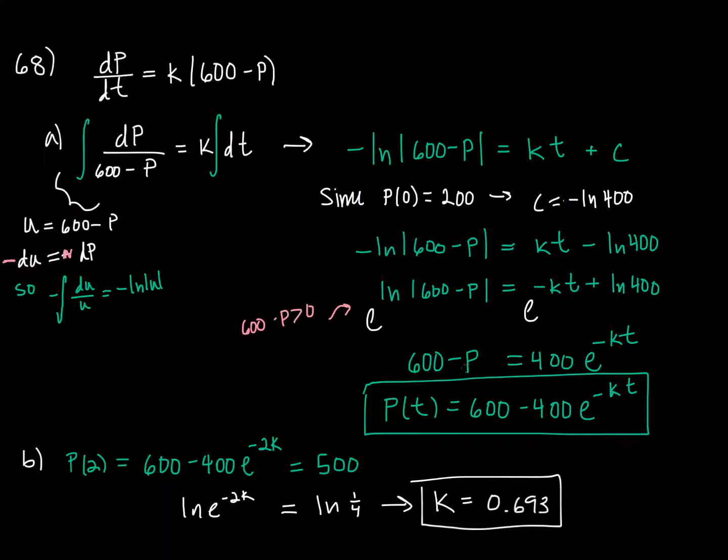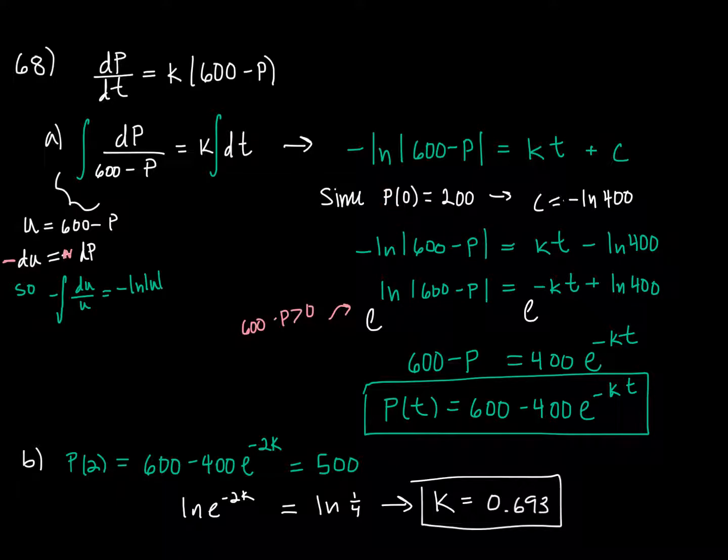So here I have 600 minus p is equal to, and now e to the negative kt times e to the ln 400, because I'm adding in the exponent. E to the ln of 400 is 400, so I have 400 times e to the negative kt. And then solving for p gives me p of t is equal to 600 minus 400 e to the negative kt. Kind of a lot of work, but you can see that it makes sense when you're all said and done, that it satisfies your initial condition. If t is 0, then you're going to have 600 minus 400, which is 200, my initial condition.